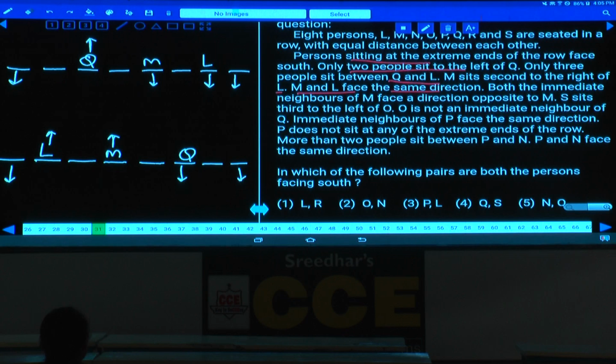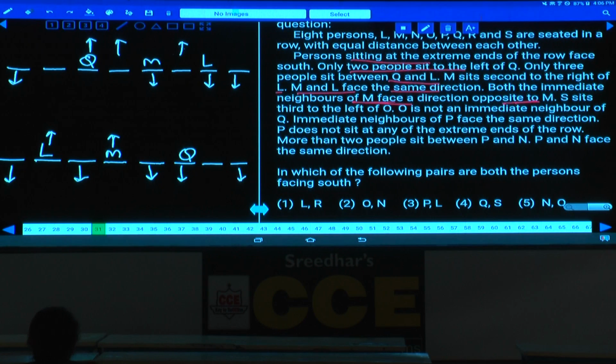And both the immediate neighbors of M face a direction opposite to M. Immediate neighbors of M are facing the direction opposite to M. Now in the first case, who are the immediate neighbors? These 2 are the places immediate neighbor. Now these 2 persons are facing opposite to whom? Opposite to the direction of M. Now M is facing south, hence these 2 persons are facing towards north. Immediate neighbors of the M facing opposite direction to that of M. M is facing north, hence these 2 persons are facing towards south. Clear now? Both the immediate neighbors of M face a direction opposite to M.